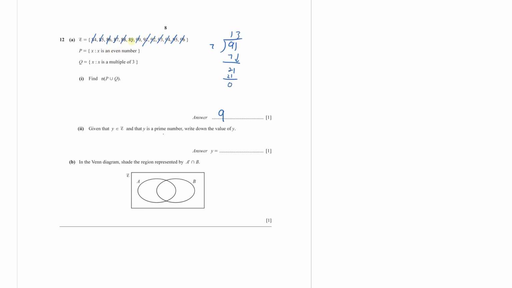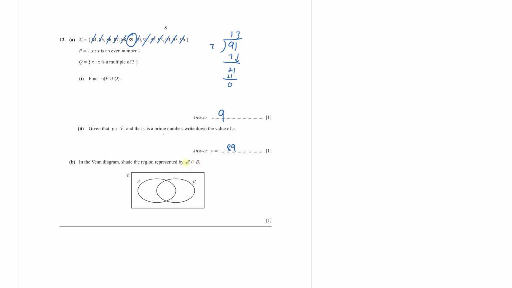So that leaves you with 89, the last number. And if you check starting from 2, 3, 4, 5, 6, 7, there's no number that can divide 89 such that the remainder is 0. So 89 would be your answer. This is your prime number that is part of this set. So 89.